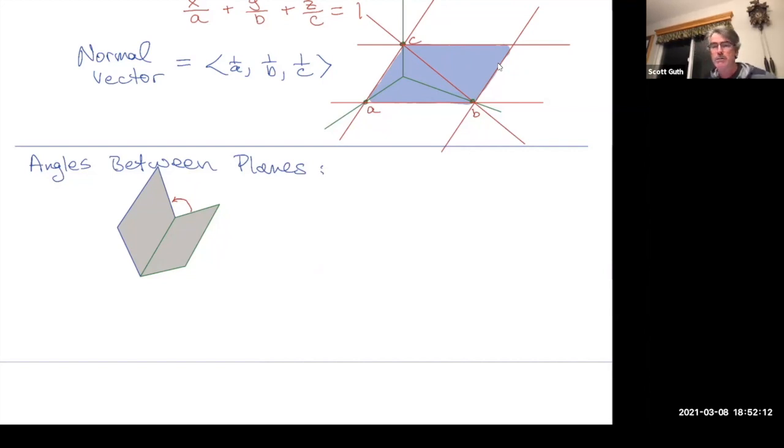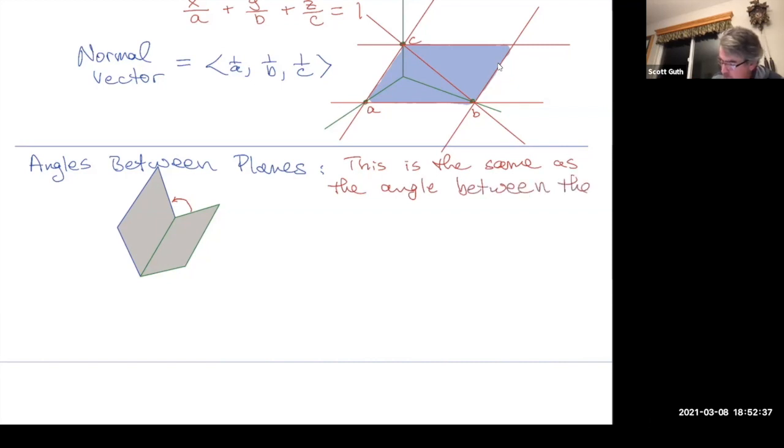Okay, so if you want to find the angle between two planes, you may as well just find the angle between the two normals. So let's just say this is the same as the angle between the normal vectors, let's say between the normals of those planes.